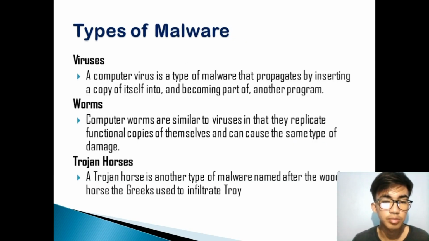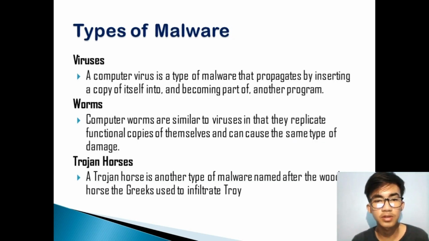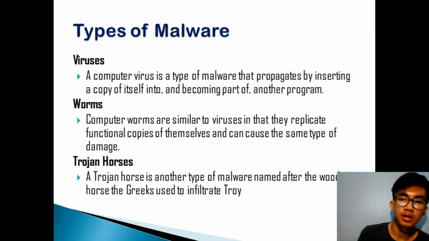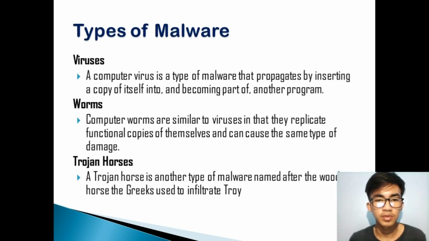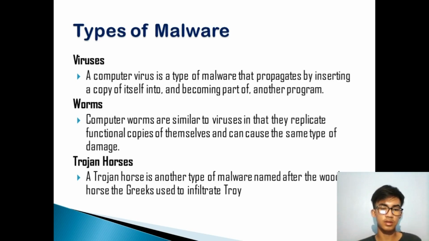So types of malware. Viruses: a computer virus is a type of malware that propagates by inserting a copy of itself into and becoming part of another program. So worms: computer worms are similar to viruses in that they replicate functional copies of themselves and can cause the same type of damage. That is worms. So Trojan horse. Trojan horse is another type of malware named after the wooden horse the Greeks used to infiltrate Troy.